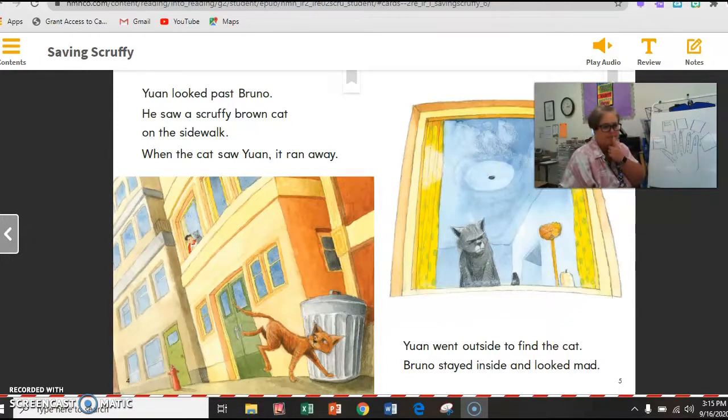And now let's think, what happened at the beginning of the story? Bruno was meowing and he saw a scruffy brown cat outside. So we could go ahead and write that right here under beginning. Bruno was meowing and he saw a cat outside. Ooh, that didn't even all fit in my box, but that's okay. So he was meowing and he saw a cat outside. Let's see what happens next.